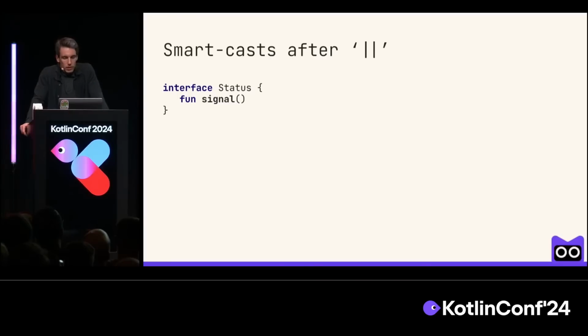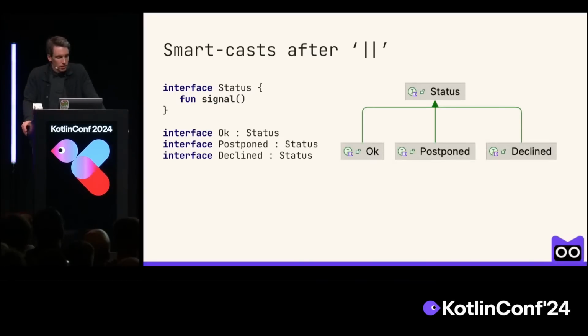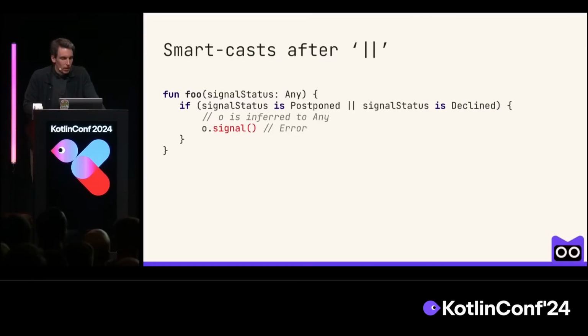The next somewhat minor update, but important, is about SmartCasts after a logical operator OR. So let's have this simple interface Status that has a function signal, and three sub-interfaces, OK, Postponed, and Declined. Previously, the compiler didn't perform any SmartCasts after a logical operator OR at all. So if you check that our variable is either Postponed or Declined, we still couldn't invoke the function signal.